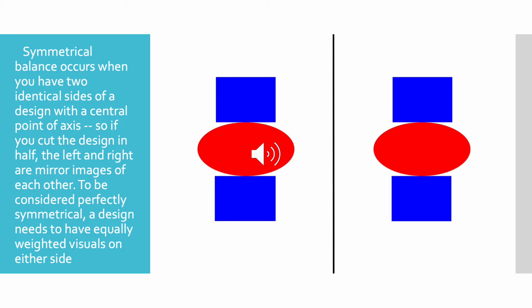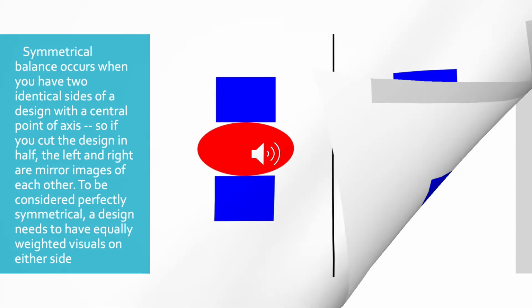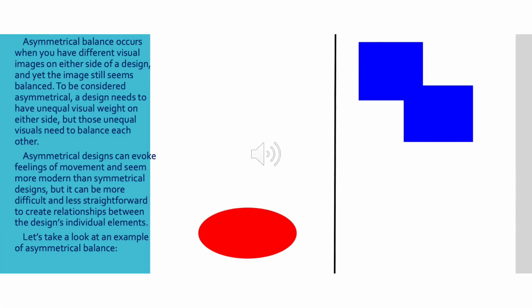Symmetrical balance occurs when you have two identical sides of the design with the central point of axis. So if you cut the design in half, the left and right are mirror images of each other. To be considered perfectly symmetrical, a design needs to have equally weighted visuals on either side. Asymmetrical balance occurs when you have different visual images on either side of a design and yet the image still seems balanced. To be considered asymmetrical, a design needs to have unequal visual weight on either side, but those unequal visuals need to balance each other.